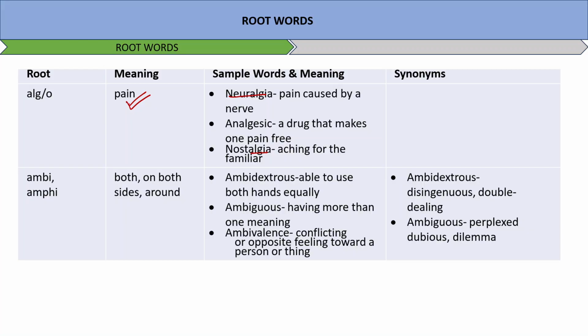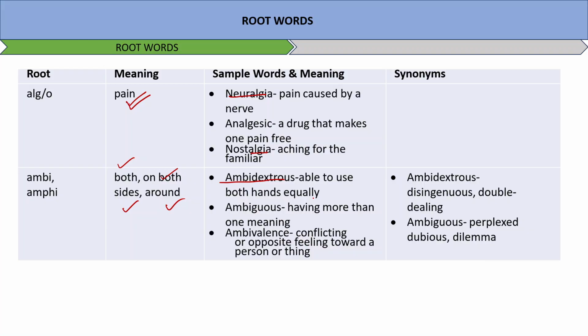Okay, now the next word we have is amb or ambi. Amb or ambi means what? Amb or ambi means both, on both sides, around. Ambidextrous, I am pretty sure all of you must have seen the movie Three Idiots. When we see the dean of the college who was known as Virus, Boman Irani basically, when this character is introduced, the person is basically writing with both hands, right? So someone who is able to use both hands equally is known as ambidextrous.